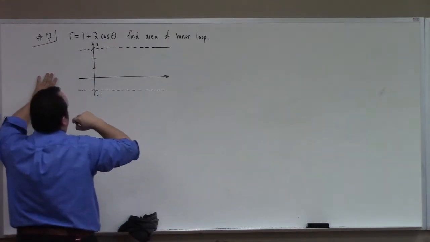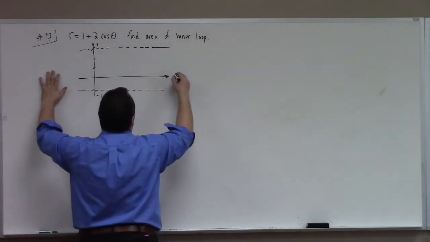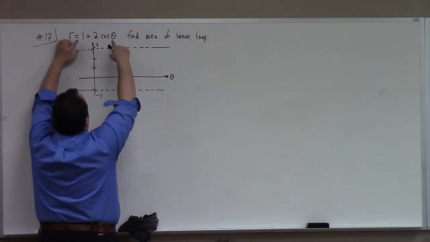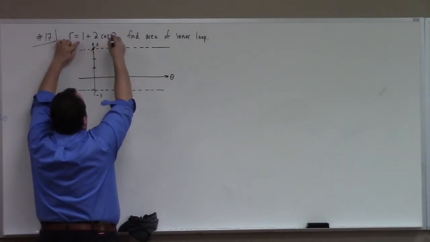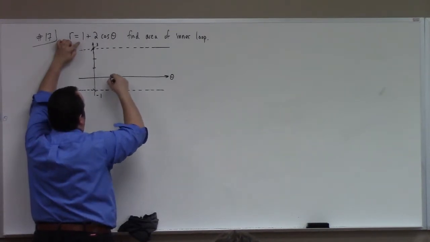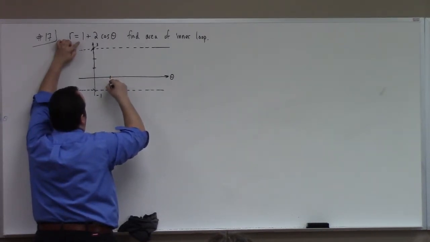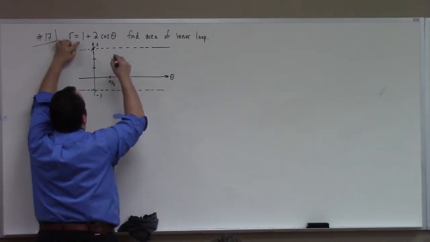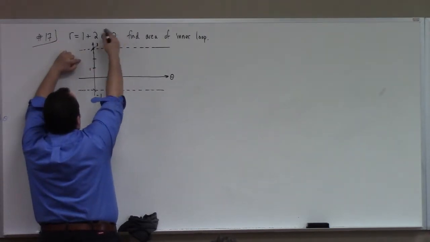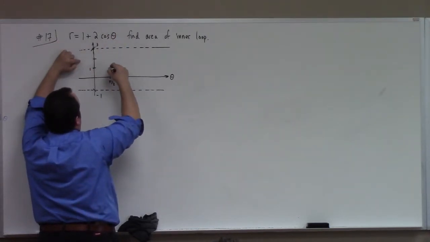All right, let's get started here. Split in 0, what do we got? We got 3, don't we? What happens when we get to pi over 2? We get 1, right? Because pi over 2 makes cosine 0, so we're down to radius 1.